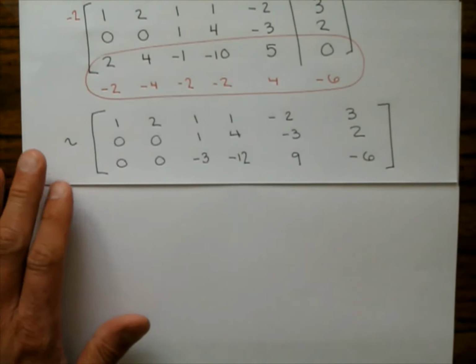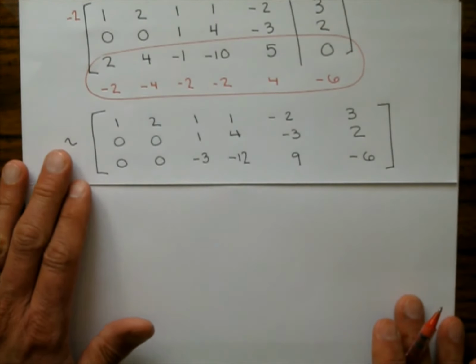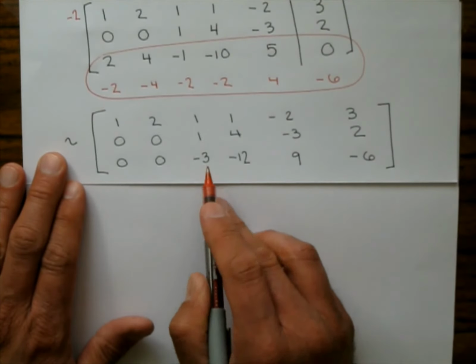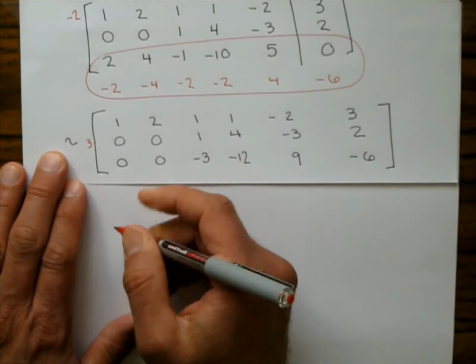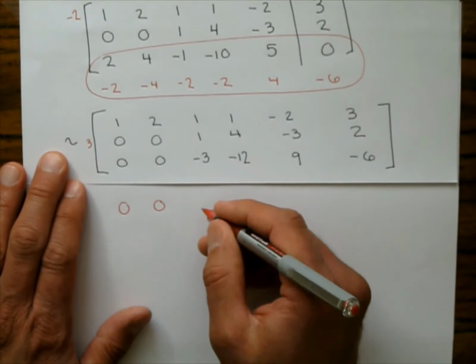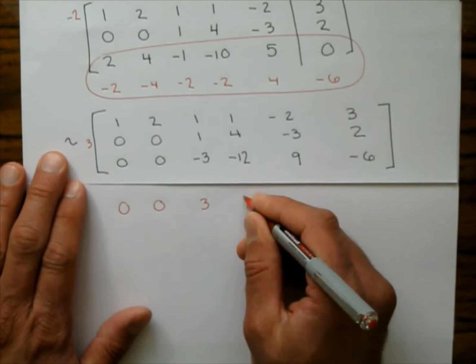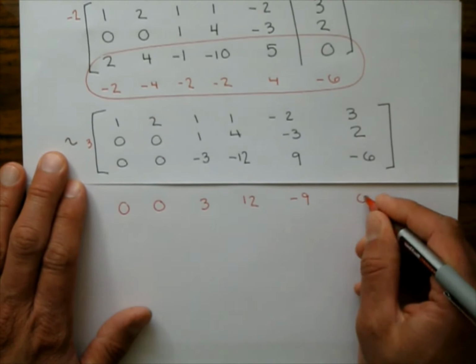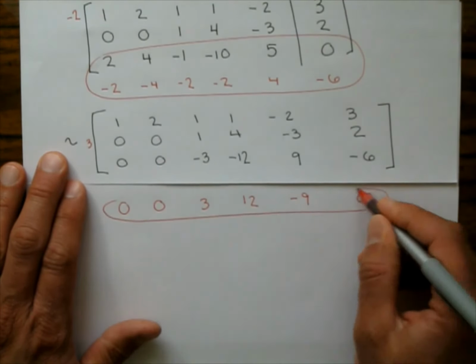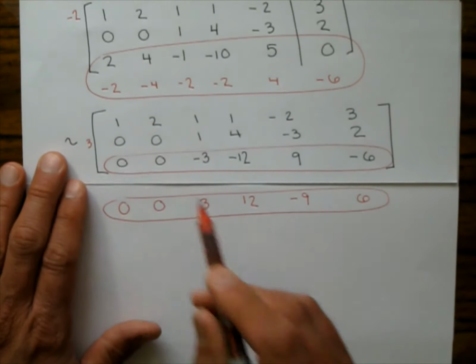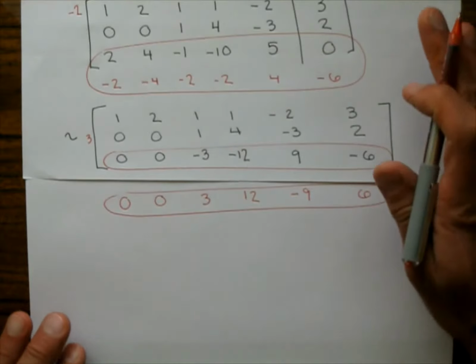You might notice something about row 2 and row 3, but if you don't, just go ahead and use this as a pivot to put a 0 there. So you need opposites. Put a 3 there. So 0, 0, 3, 12, -9, and +6. What do you notice about this modified row 2 and row 3? Well, it's going to 0 out.